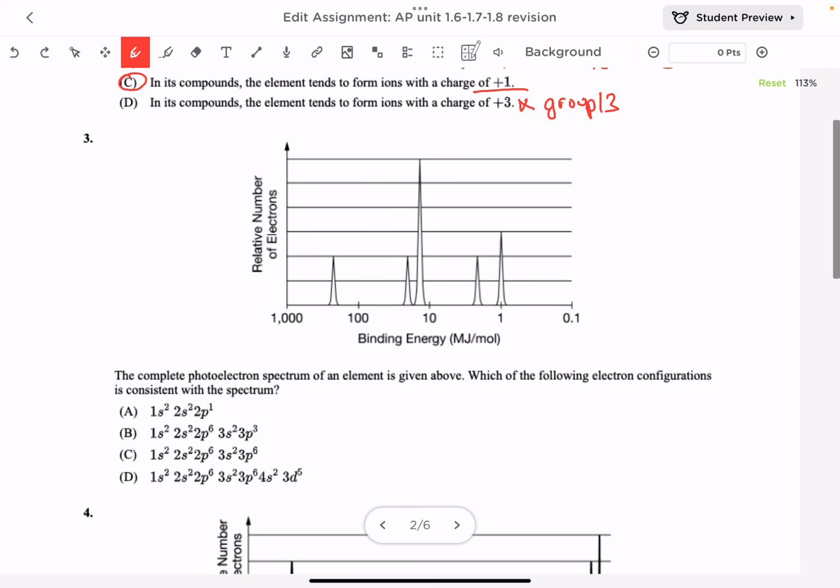Next, moving on. Another peak. Always look at the binding energy. The peaks with higher binding energy are the inner electrons. So 1s2, 2s2, 2p6. You follow the order of the electron configuration: 3s2, 3p3. Given the complete photoelectron spectrum of an element above, which of the following electron configurations is consistent with the spectrum? That would be B.